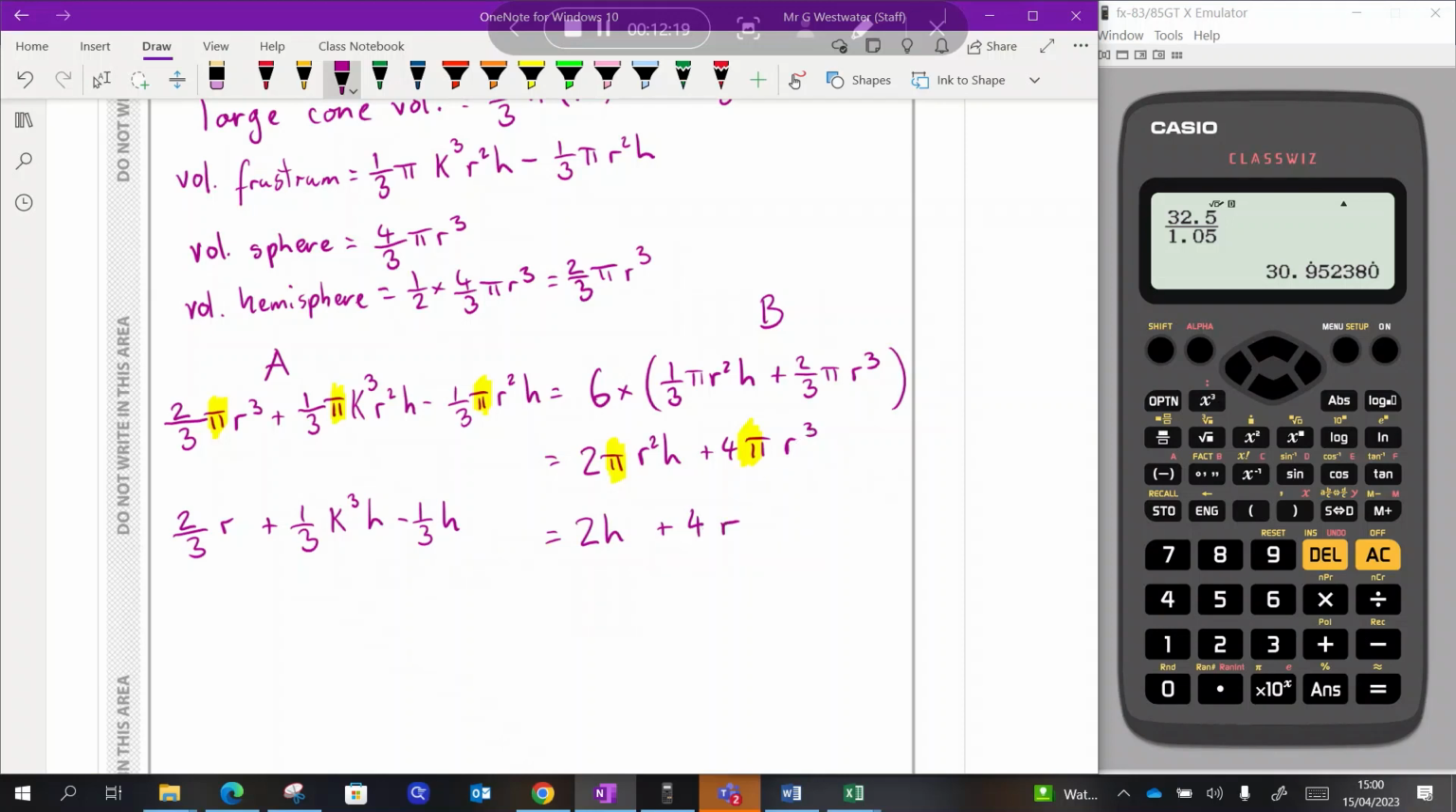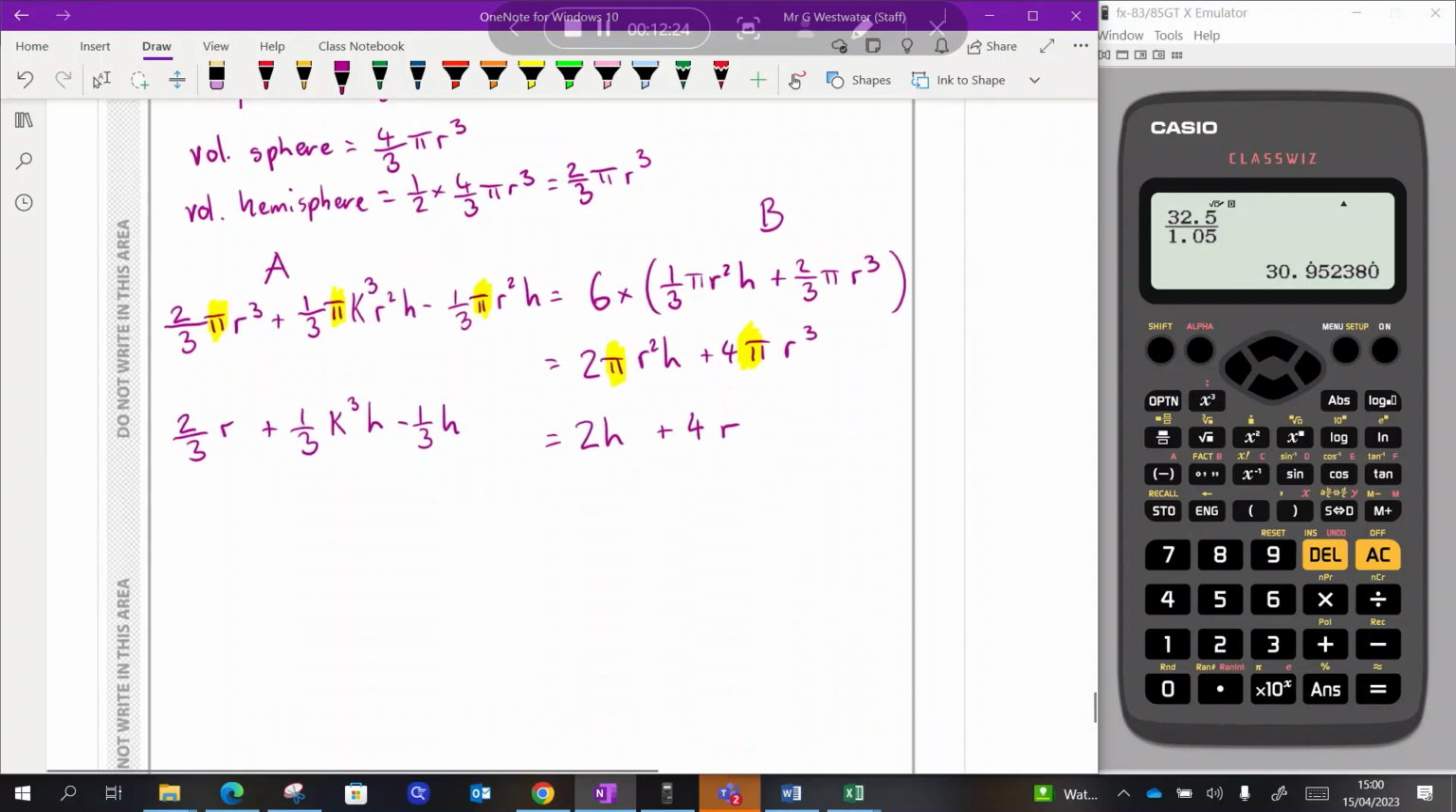Okay. And I'm actually also going to multiply everything through by 3, so I don't need to worry about fractions anymore. So 2r plus k cubed h minus h equals, times by 3, 6h plus 12r. So take away 2r, and we want all the h's on this side. So k cubed h minus 7h equals 10r.